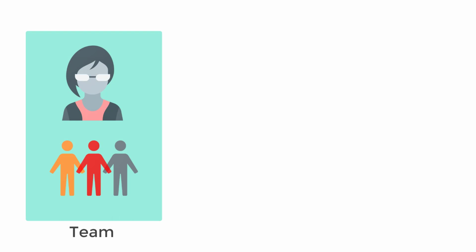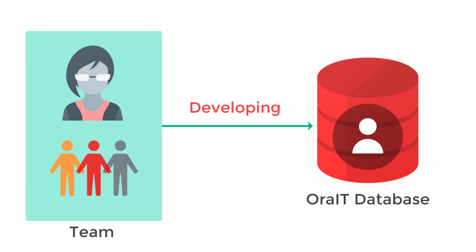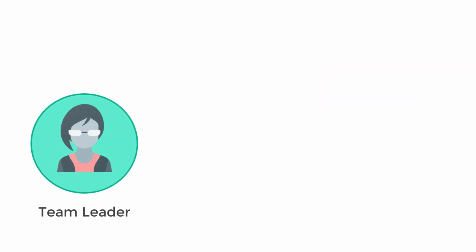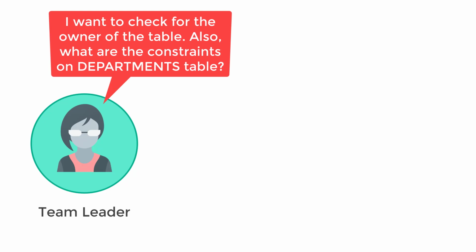Consider a scenario where you and your team of developers are currently developing and maintaining Aura IT's database. So, at some point in time, you as a team leader want to alter the employees table by dropping or adding a column. Before altering the table, you want to check with the owner of the table and discuss the effects of the change. You also want to add a new department into the departments table. Before inserting new values into the table, you need to know the various constraints on the table so that they are not violated. How would you keep track of all this information?